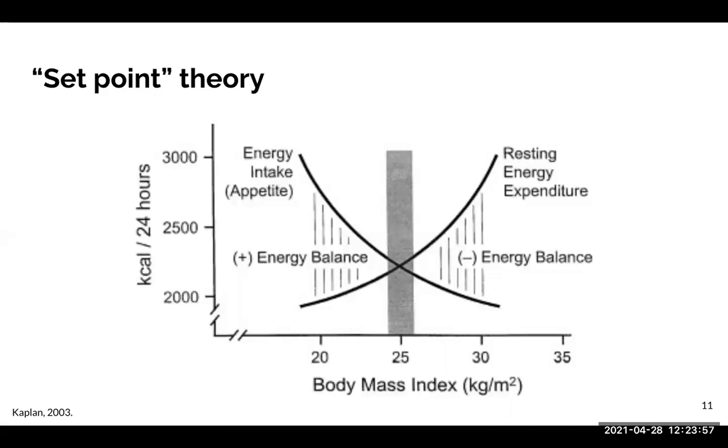I think this theory helps to build a foundation for why it might be difficult to lose weight and why this problem spirals into itself. So set point theory is the idea that your body has a natural place where it likes to settle out, a weight where it's comfortable, where your appetite or your energy intake will be balanced with your resting energy expenditure, what your normal metabolic rate is if you didn't do anything.